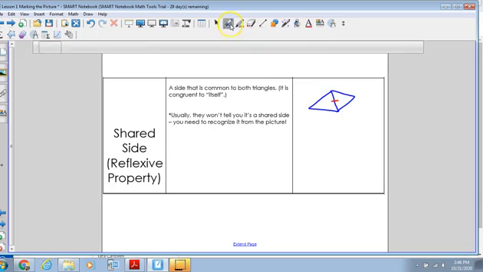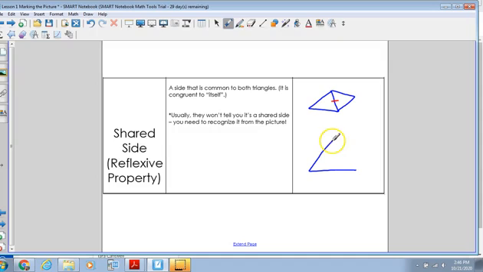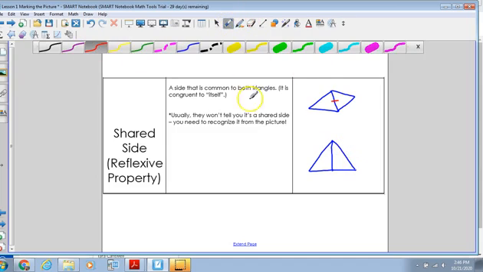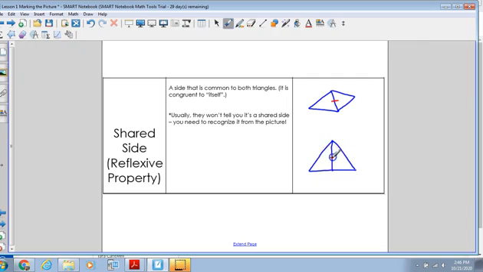You might also see an example that looks like this, where we have multiple triangles here, and they share the same side. So the side that is part of both of them, it's the same length in both triangles. That might sound kind of silly because everything's always equal to itself, but it is actually pretty important for us when we're proving triangles congruent. Now, usually they won't tell you it's a shared side. You just need to be able to recognize it from the picture.